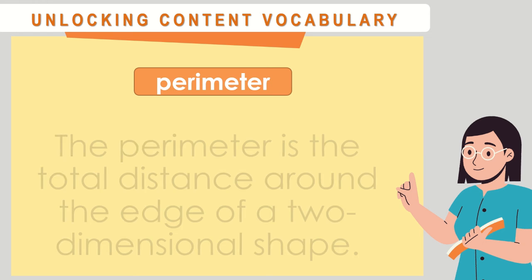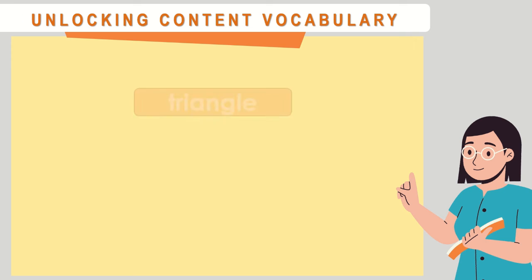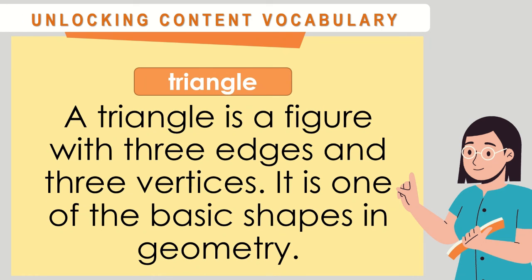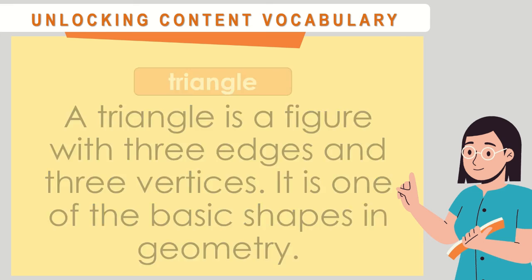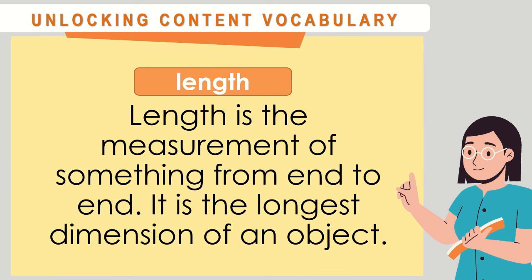Let's define the term perimeter. The perimeter is the total distance around the edge of a two-dimensional shape. Triangle. A triangle is a figure with 3 edges and 3 vertices. It is one of the basic shapes in geometry. Length. Length is the measurement of something from end to end. It is the longest dimension of an object.